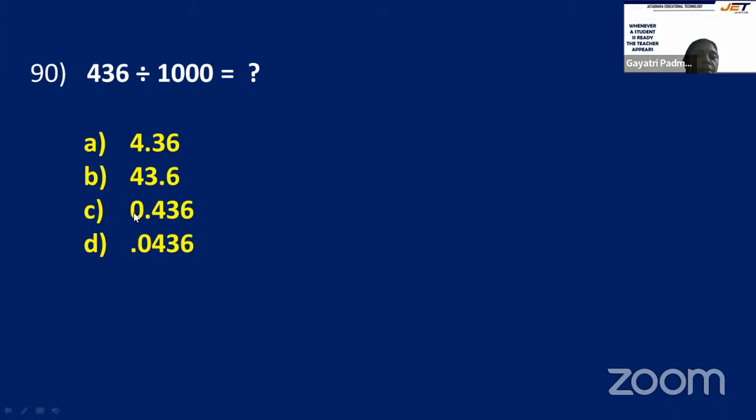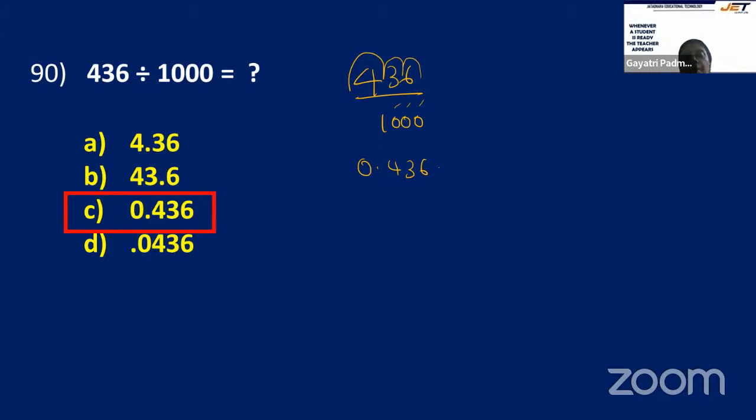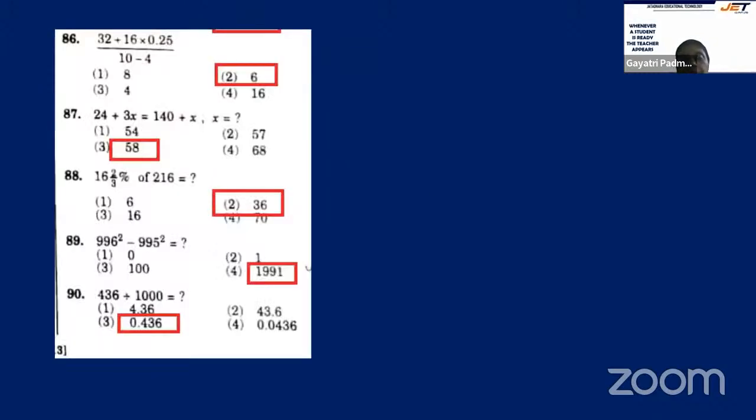We have 436 divided by 1000. So it is a known fact, isn't it? So here you have 3 zeros, which means your decimal will shift 3 places. That is 1, 2, 3. So it should be 0.436. All right. So this shouldn't take much time. So your answer should be 0.436. All right.